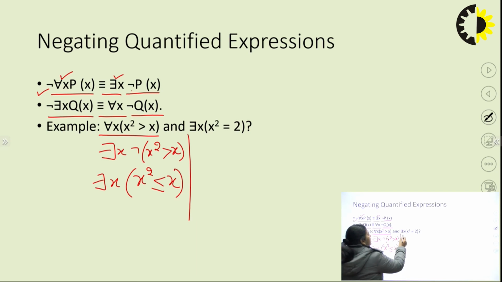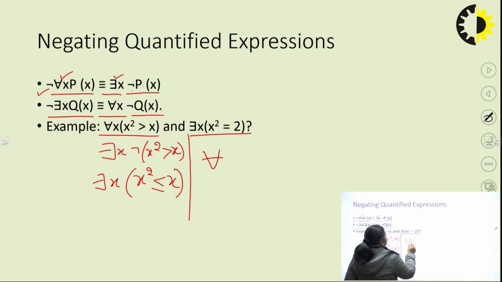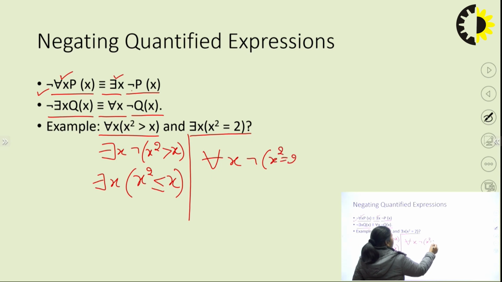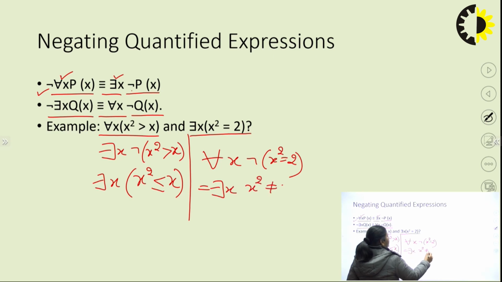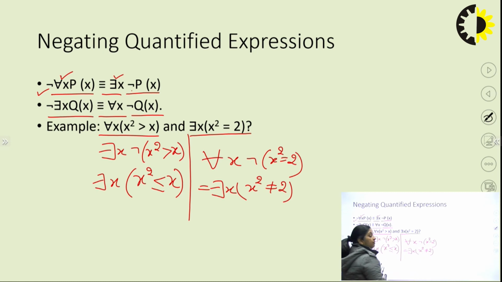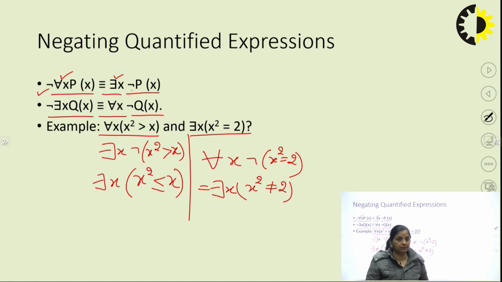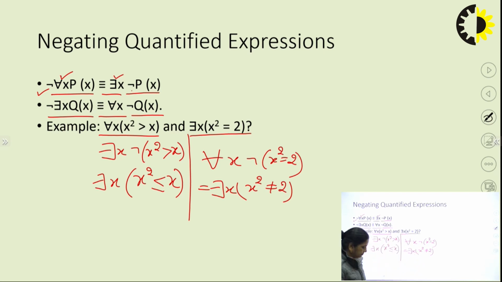Same way, there exists x such that x square is equal to 2. So, when we take negation of this, it means for all x, not of x square is equal to 2. So what does it become? It becomes for all x, x square is not equal to 2. So in negation, the for all converts to there exists, and there exists converts to for all x, and we take the negation of the predicates.